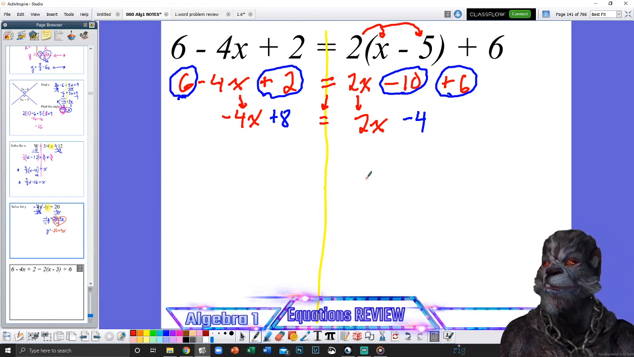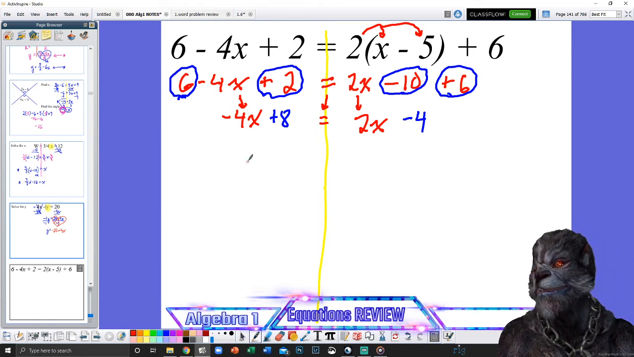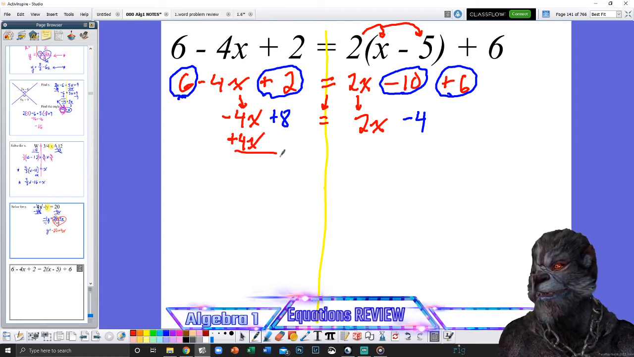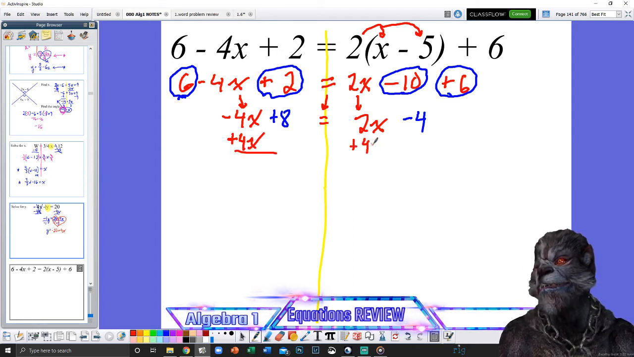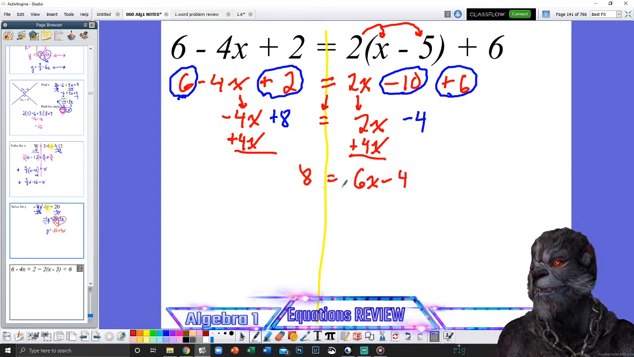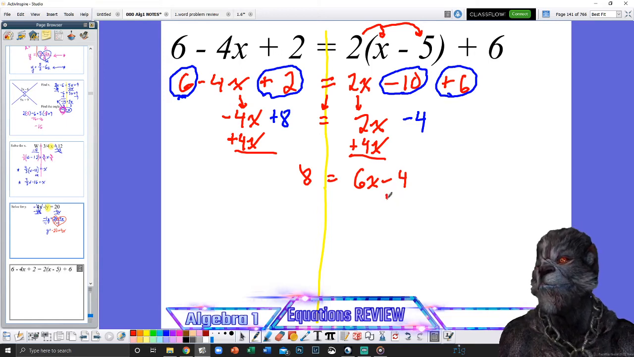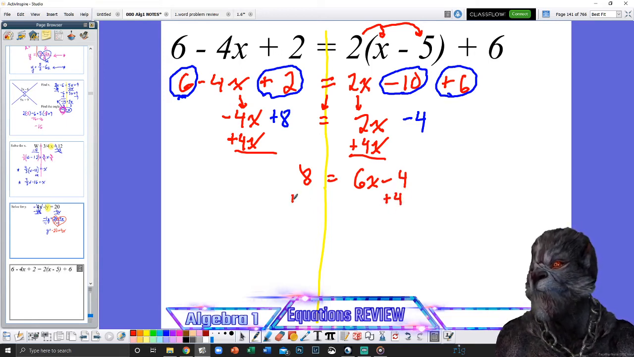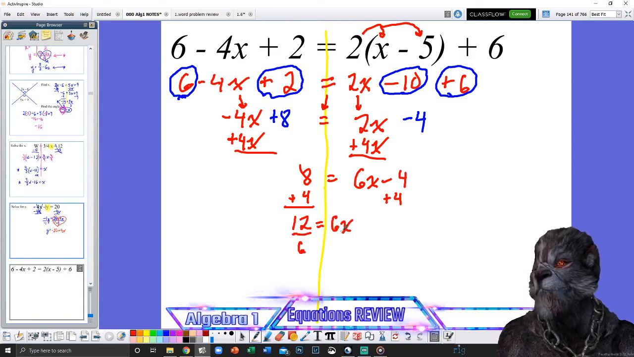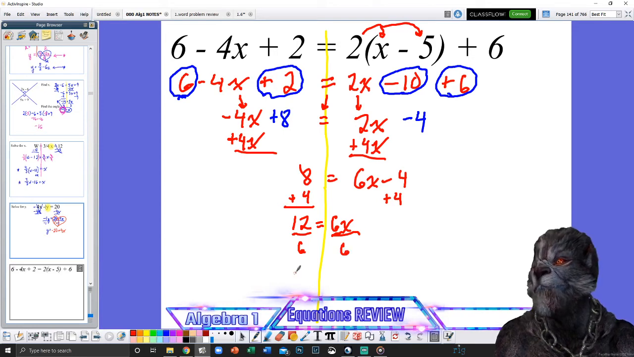Alright, now this is an easier problem that I think you've got a hang of. This is a negative 4x, so I do plus 4x to both sides. 2x plus 4x gives me 6x. And copy my 8. Now I have minus 4. To cancel the minus 4, I'm going to do plus 4. Then divide both sides by 6. And that's how we got 2 for x.